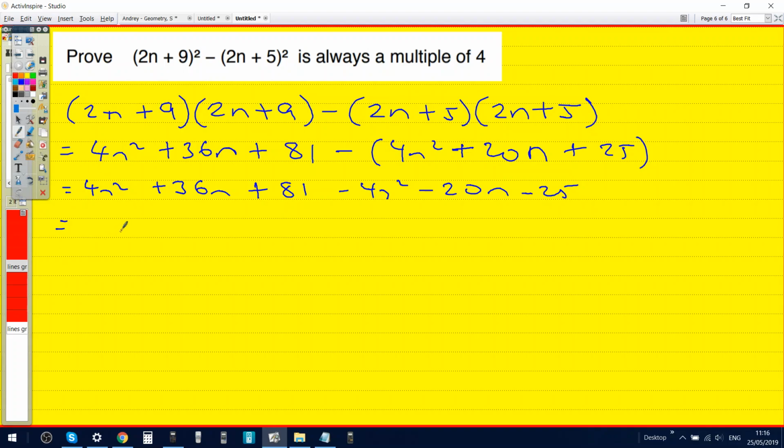Collect that term, so it'll be 16n plus 81 take away 25, which is 56. And then you factorize it, so it's 4 out, so it's 4 bracket 4n plus 9. And yeah, that's it. Therefore, it's a multiple of 4. Well done. Okay, good.